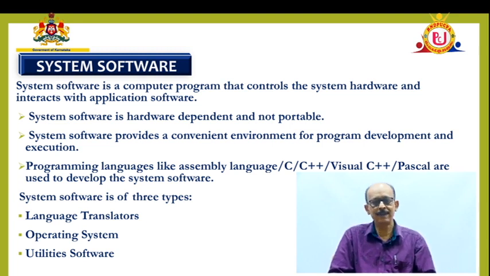Operating system, language translators. Sometimes the utility software can also be a part of the system software. Antivirus. Antivirus is to be loaded when you start the system. Immediately it has to go to the memory. Every input-output operation, that program has to be executed by the operating system for general operations.